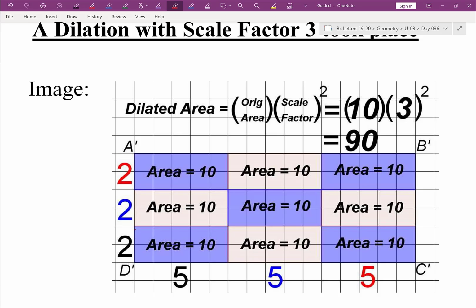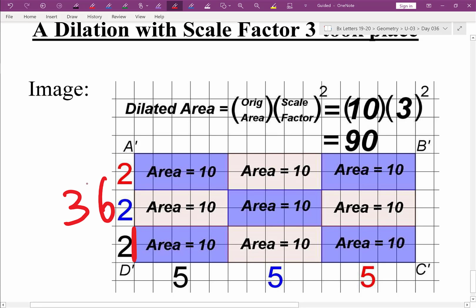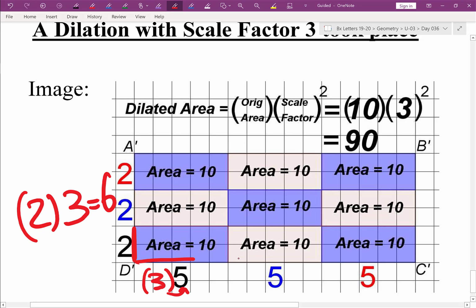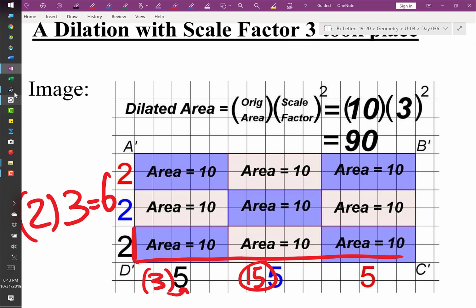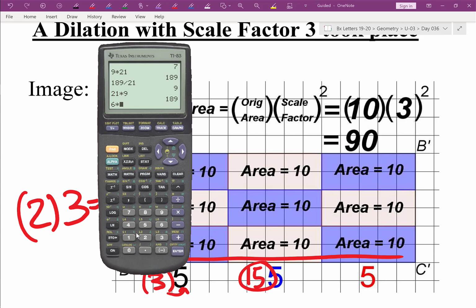That height of 2 gets times 3. It becomes 6, right? 2 times 3 equals this 6. And 3 times my original 5 gives me that 15. And 6 times 15, I believe, is going to give me 90. 6 times 15 is 90.